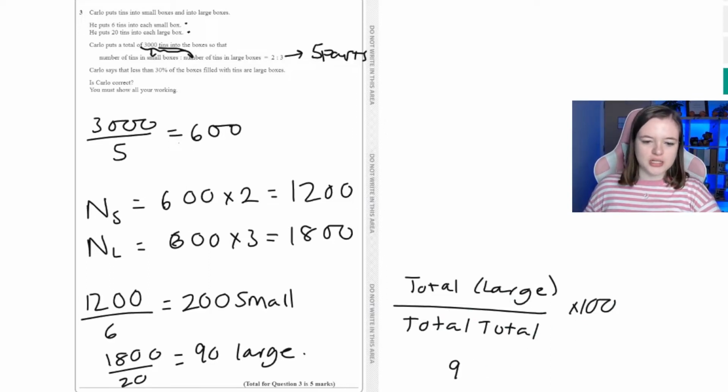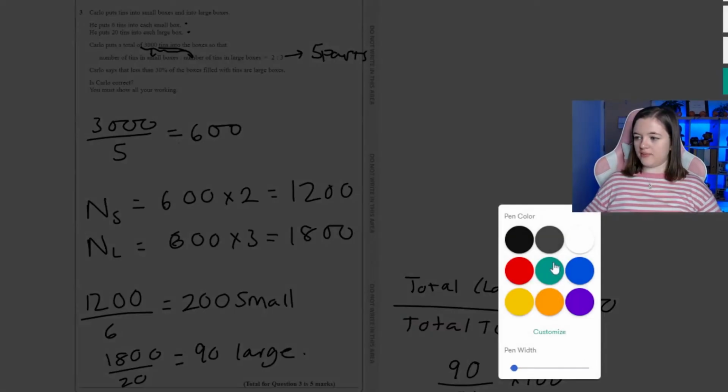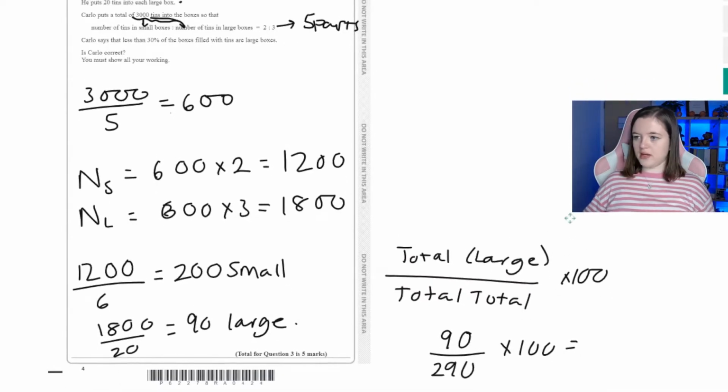So that's 90, then divided by 200 plus 90. That's all the boxes all together. So that's 290, then times 100. So let me use my calculator. Move that down. So that's 90 divided by 290 times 100, and that is 31%. Or 31.0344827, blah, blah, blah. I'm going to call it 31%.